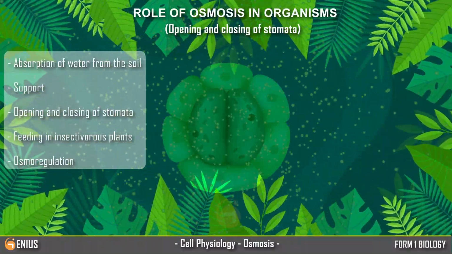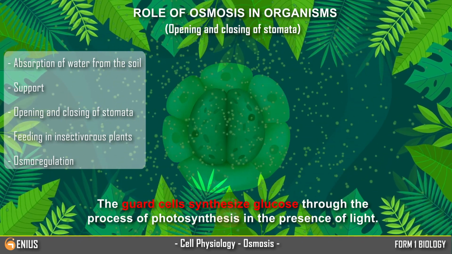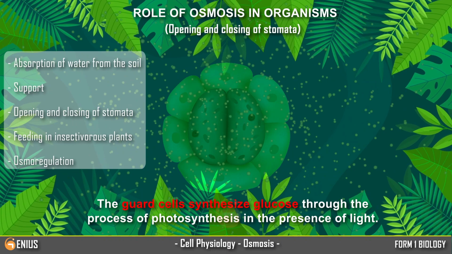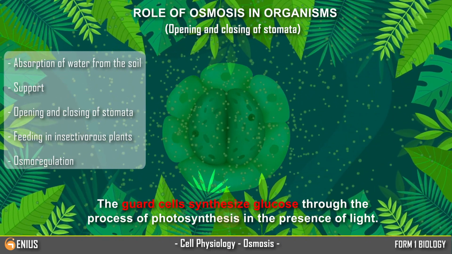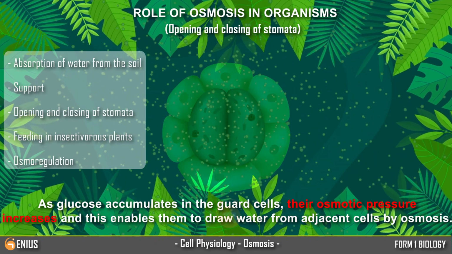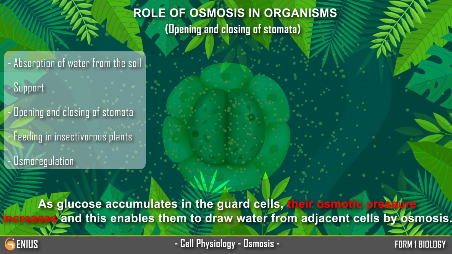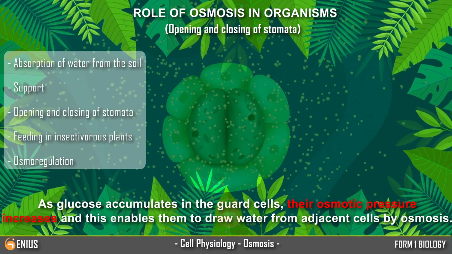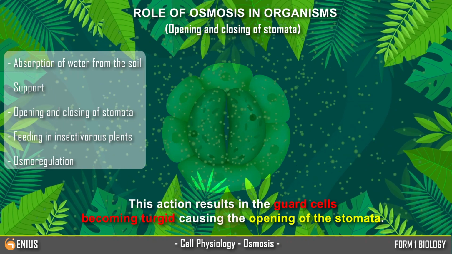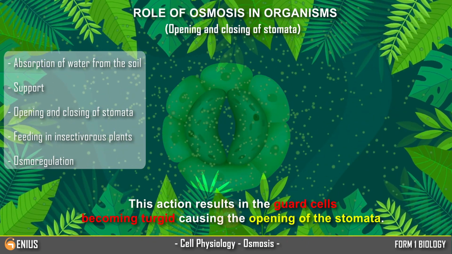Opening and closing of stomata. The guard cells synthesize glucose through the process of photosynthesis in the presence of light. As glucose accumulates in the guard cells, their osmotic pressure increases and this enables them to draw water from adjacent cells by osmosis. This action results in the guard cells becoming turgid, causing the opening of the stomata.